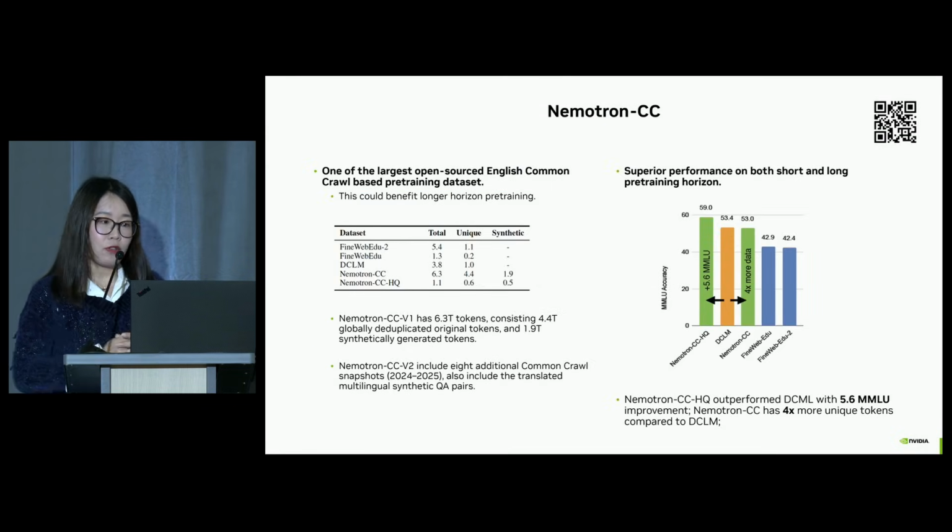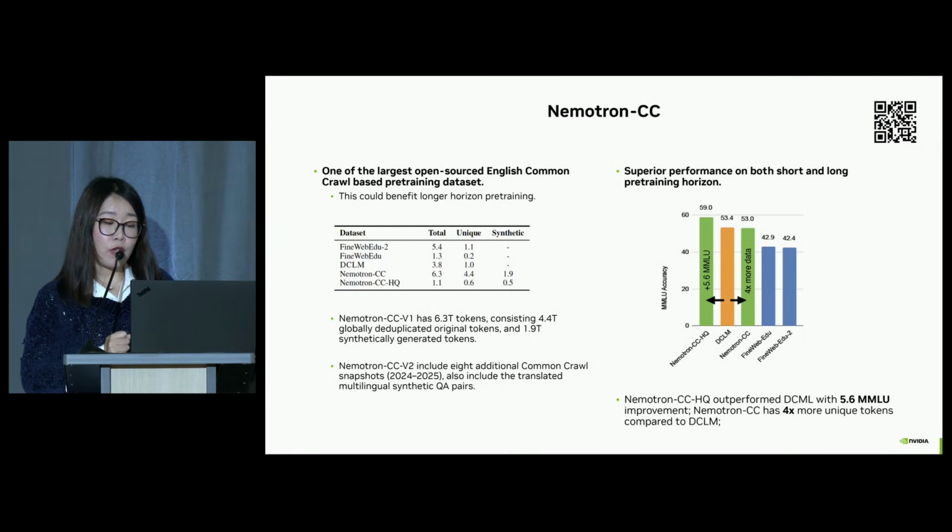Let's go through Nemotron-CC. It is basically one of the largest open source English Common Crawl-based pre-training datasets. You can compare it with previous ones like DCLM and FineWeb here. You can see we have more unique tokens, and we also include some synthetic data. Both of these could benefit longer-horizon pre-training.